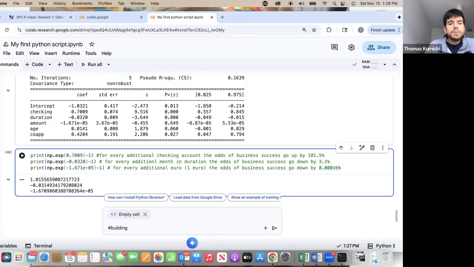No, yeah, that's fine. But yes, Jinla, very good. The business unit is €1. So for every additional euro, the odds of business success go down by 0.0000016%. Jinla, do you think that's a big impact on our business success, or is it a small impact on business success? I think it's a small impact. Small impact. That's right. Okay. I agree with you.